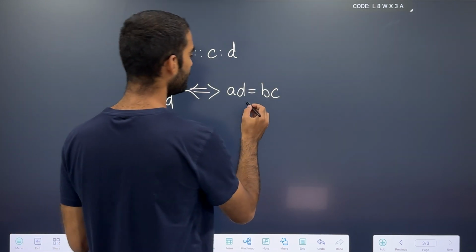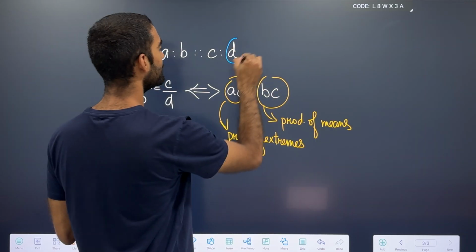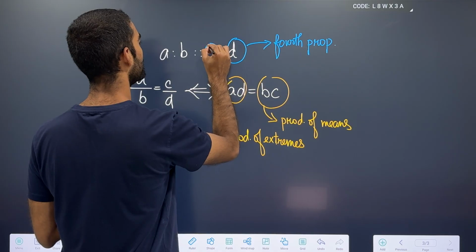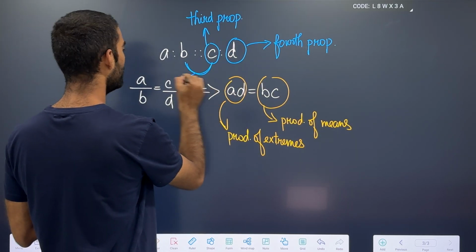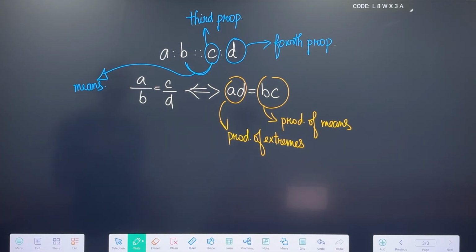And this relationship is called the product of means is equal to product of extremes. This is called the fourth proportional. This one is called the third proportional. And these two, as you know, are called the means. Okay. So these are a few things that you need to know before we can solve the next problem.